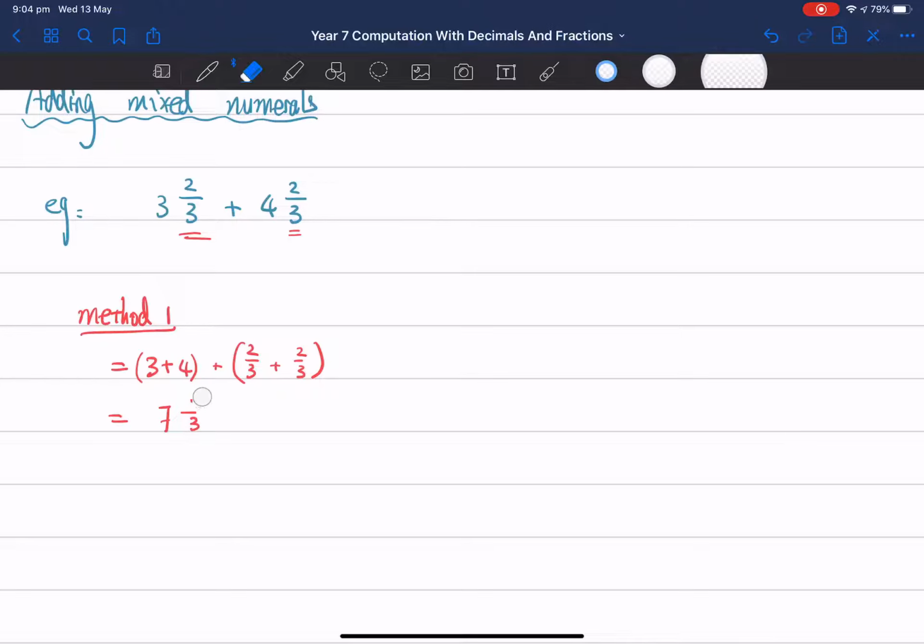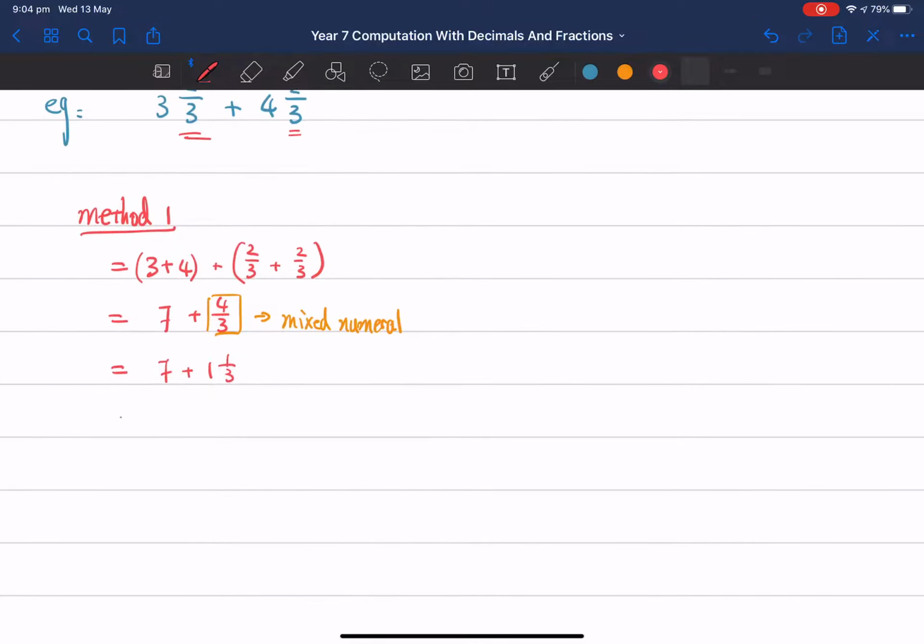Now, it is going to be a bit weird to have a 7 and then 4 over 3. So what you need to do is change that into a mixed numeral again. So you can actually add the number in the front. That gives you 7 plus 1 and 1/3, which, with the 1 and 7 combined together, gives you 8 and 1/3. So that's the first method you can use for this question.